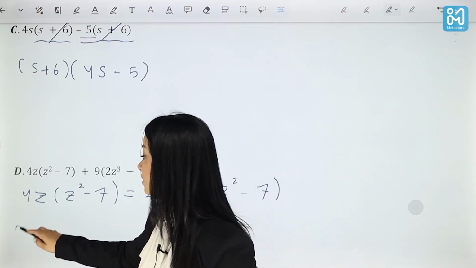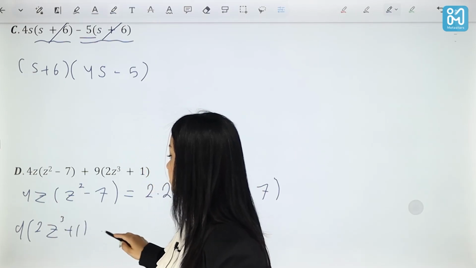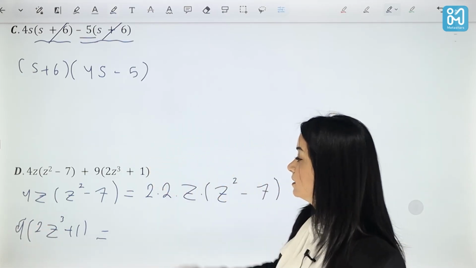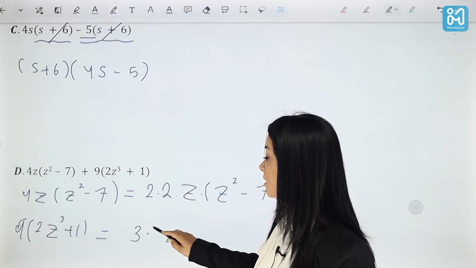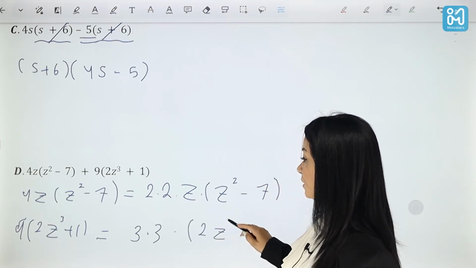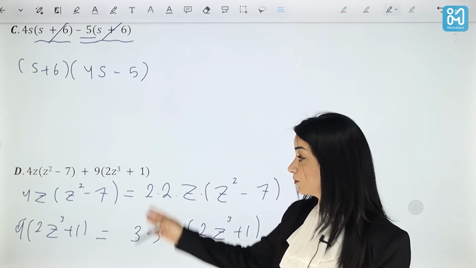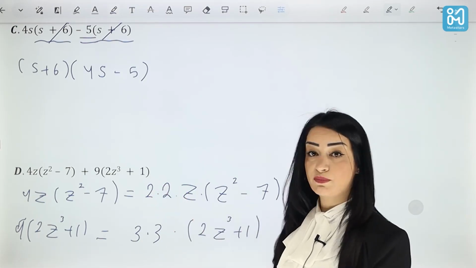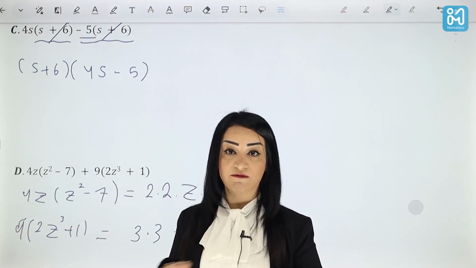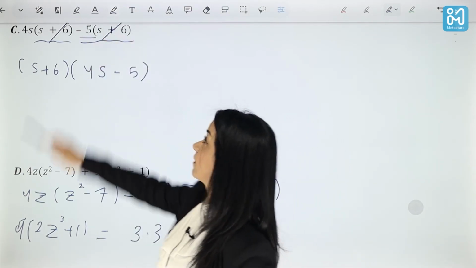The second one, 9 times 2z cubic plus 1. So it's equal to what? 9, let's fix the 9. So 9 here. 9 is equal to what? It's 3 times 3 times 2z cubic plus 1. Do I have any common factor between the constant or between the first part or the second part? No, I don't have any common factor between them. So actually this one also cannot be factored more. This is the simplest form already I can have. Okay.